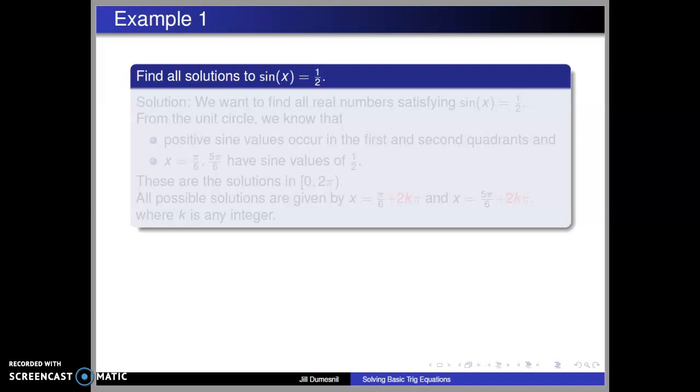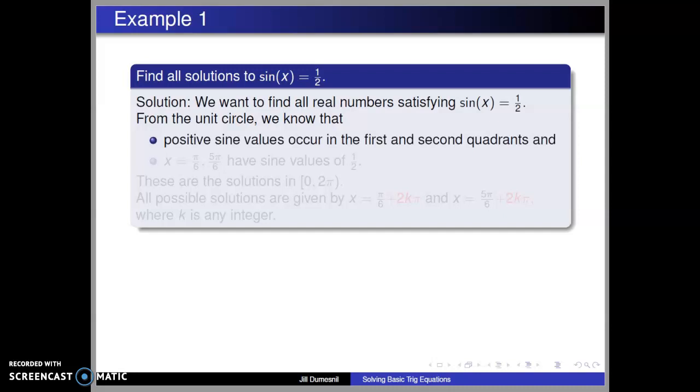Let's solve the equation sine x equals a half. We want to find all real values of x that satisfy the equation. From our knowledge of the unit circle, we have the following. Positive values of sine occur in the first and second quadrants, and x equals pi over 6 and 5 pi over 6 have sine values equaling a half. These are the values that are the solution in the interval from 0 to 2 pi.